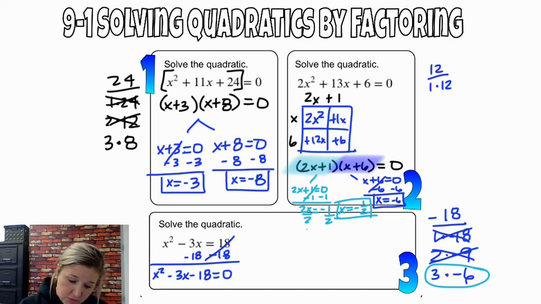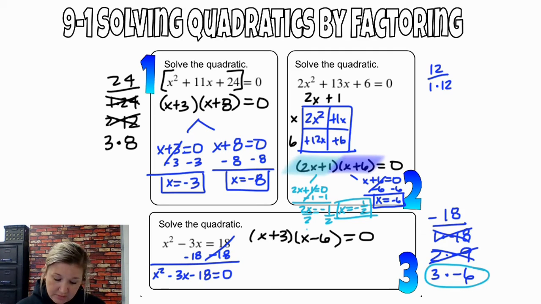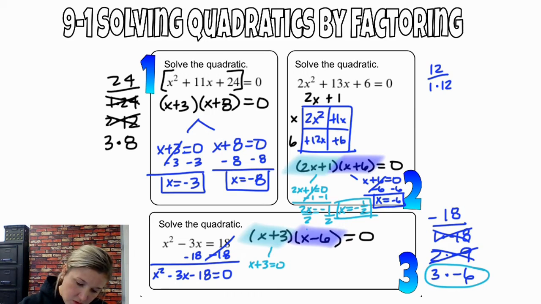So when I come over here to write them, I'm going to have x plus 3 times x minus 6 is equal to 0. So I just factored x squared minus 3x minus 18 equals 0. It becomes x plus 3 times x minus 6. Then, this factor or this factor, one of those has to be 0. So either x plus 3 is equal to 0 or x minus 6 is equal to 0. When I go to solve now, those are my two equations. Now I'm going to solve for x.